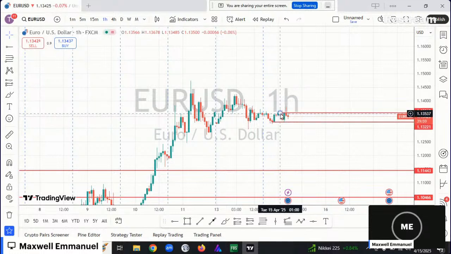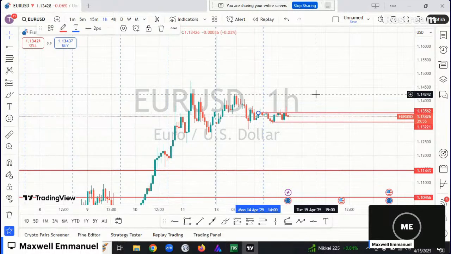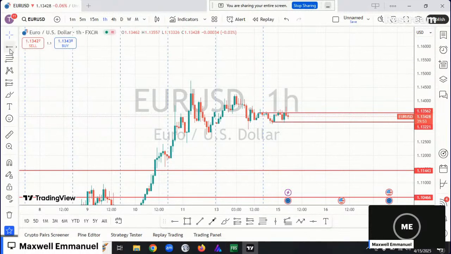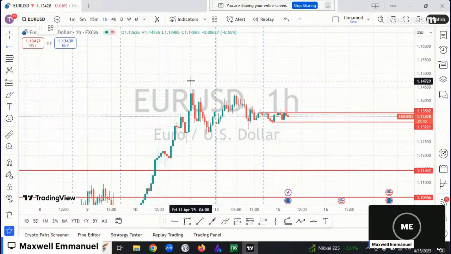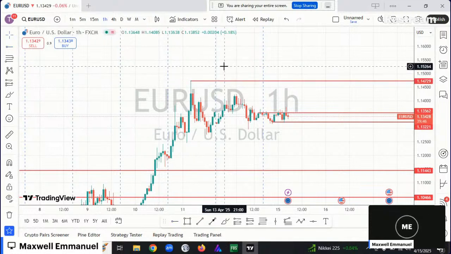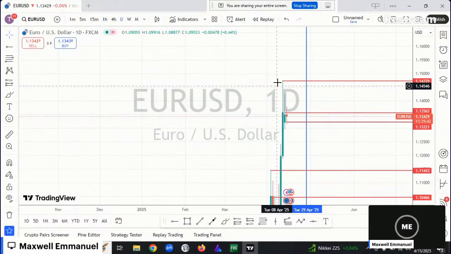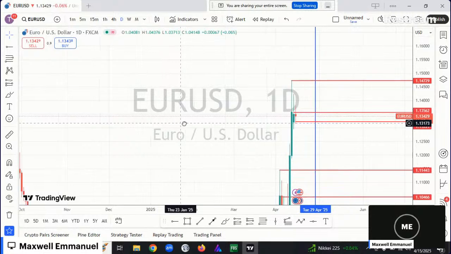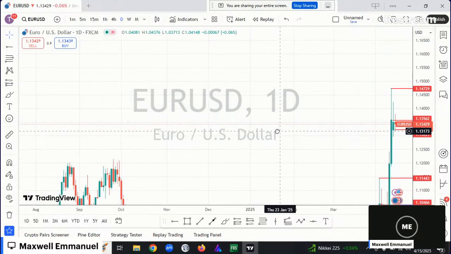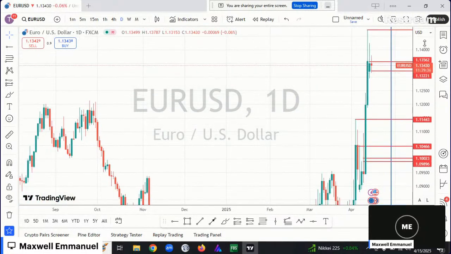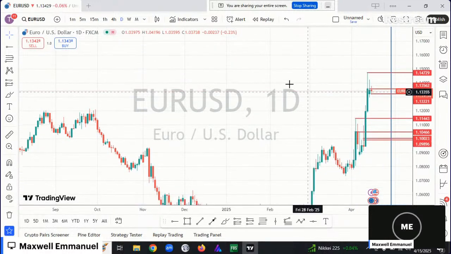So if you want to buy EU, wait for a breakout from the resistance, and this will be the next target for EU. Let's see daily. This high, this previous high, will be the next target for EU.